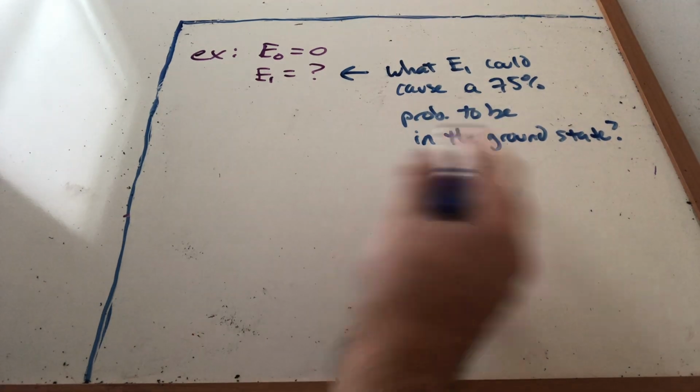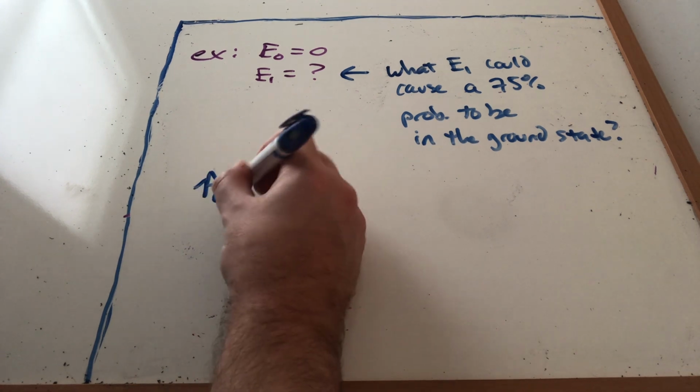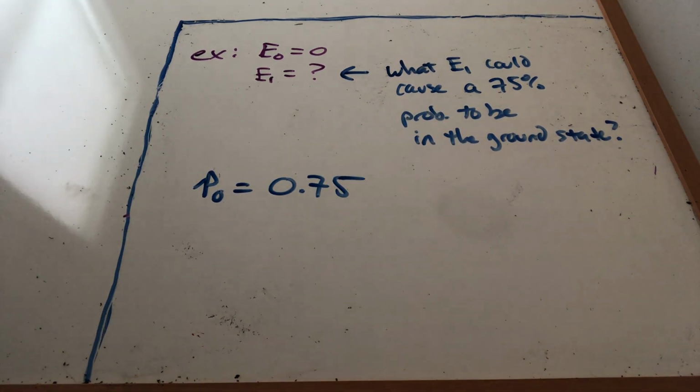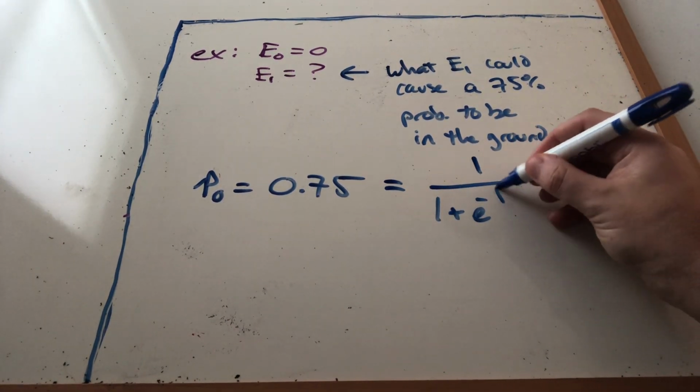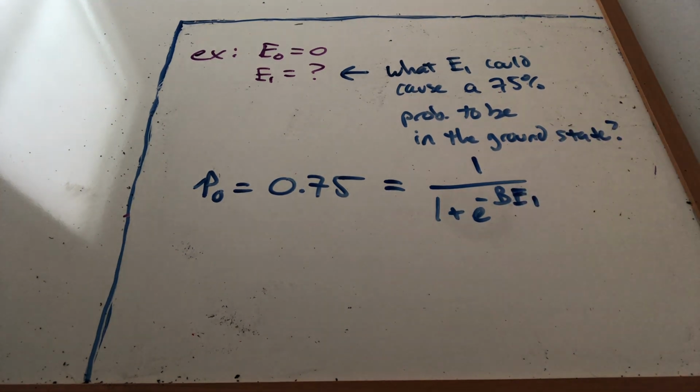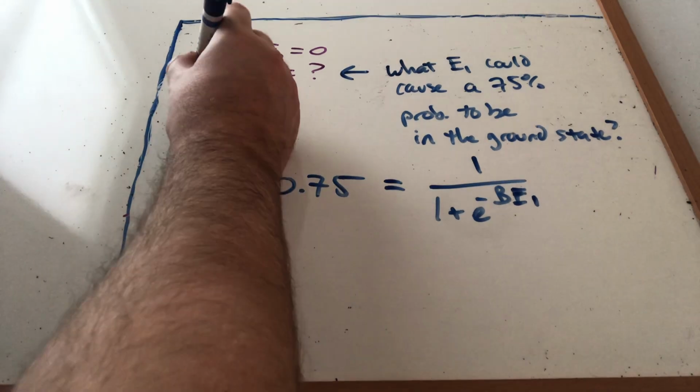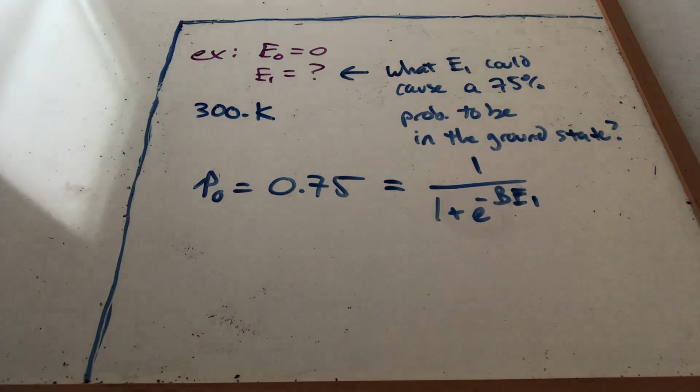Well, 75% probability to be in the ground state, that translates into a P0 of 0.75. Okay. Which equals 3/4, either way you want to look at it. Now we know that this is equal to 1 over 1 plus e to the minus beta E1. So what we'll also need to specify here is a temperature, right? Let's specify a temperature of 300 Kelvin again, because then we'll be able to know beta and we'll be able to analyze this, okay? So let's go through that process.